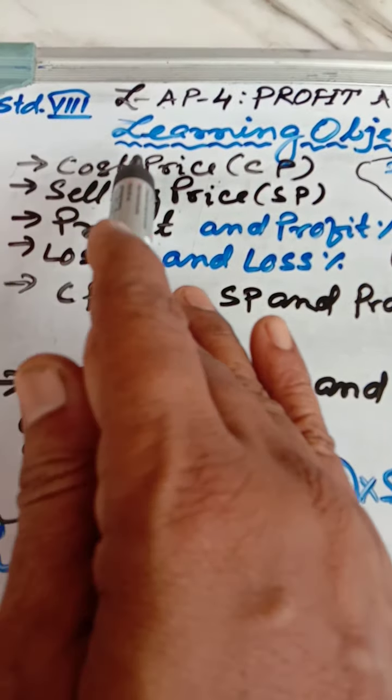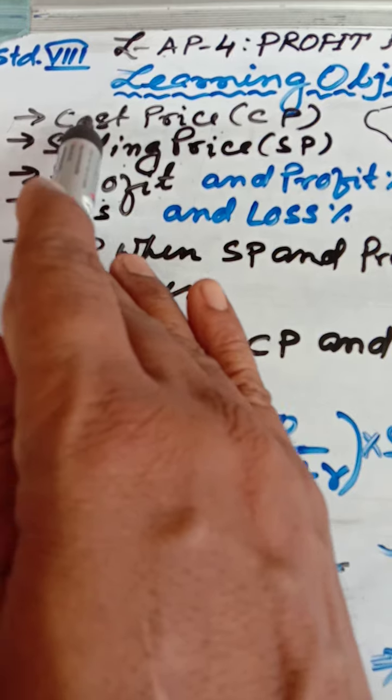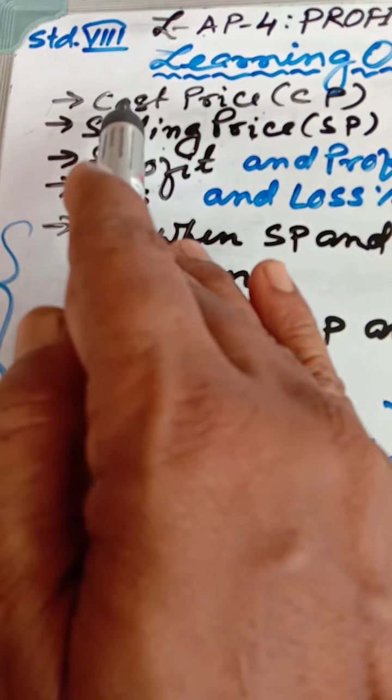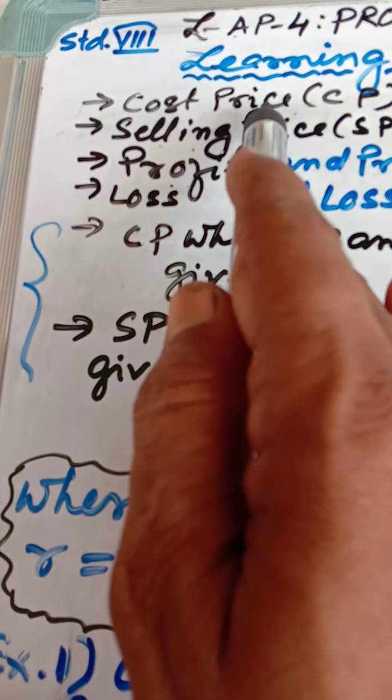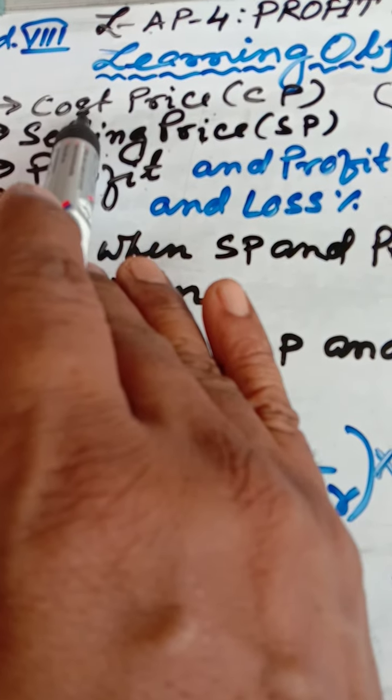What do you understand by cost price? Cost price, the word itself is telling the meaning of it. Cost means a price at which something is purchased, or someone is buying something, paying some money, that is called cost price. You are paying something to buy something is called cost price.